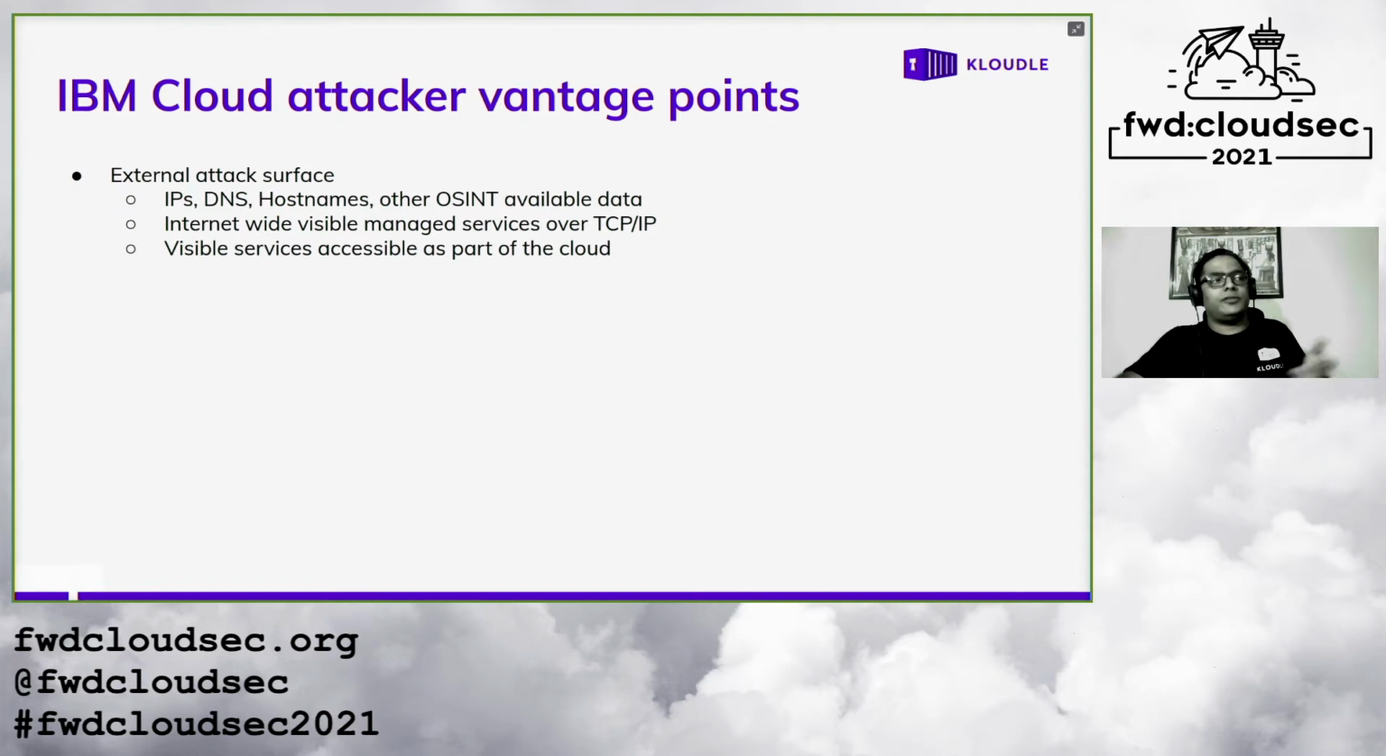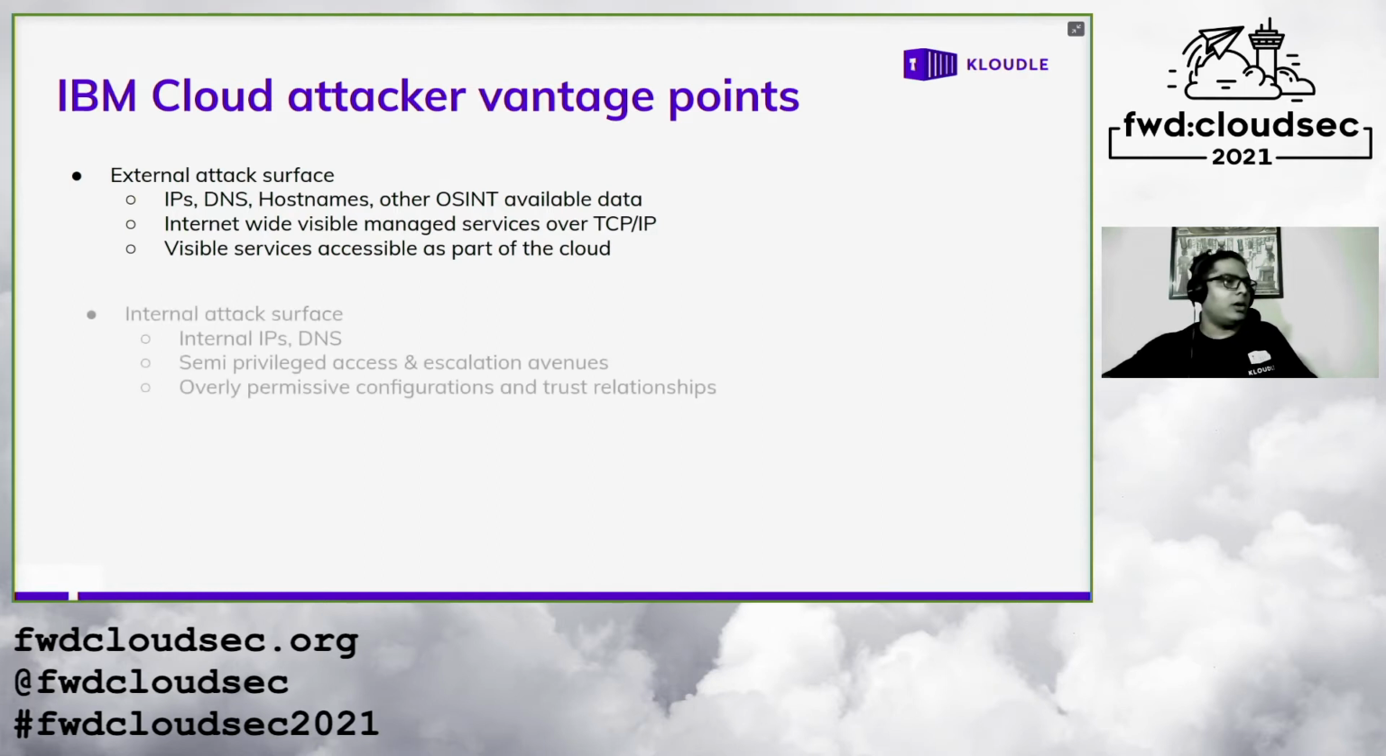So your external attack surfaces: your IPs, your DNS, host names, a bunch of legacy pen testing stuff around OSINT, available data, internet-wide visible managed services over TCP/IP, right? And any other visible services accessible as part of the cloud. Your internal attack surfaces, once you've gained access to a machine, for example: what does the internal network look like? Do they have VPCs? Are there subnets? Right? Those questions can be answered with the internal attack surface.